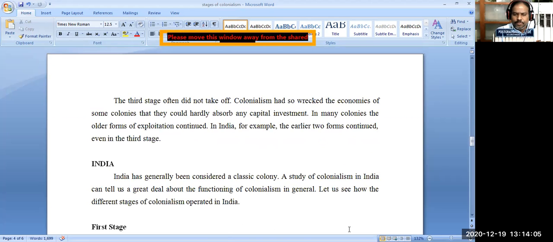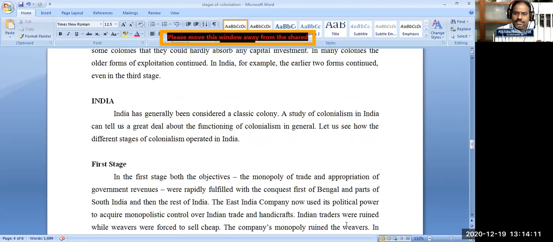Okay, so when you observe colonialism in the Indian context, India has generally been considered a classic colony. A study of colonialism in India can tell us a great deal about the functioning of colonialism in general.